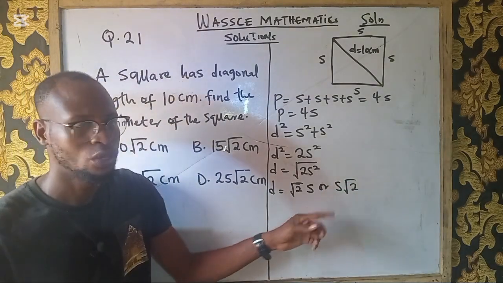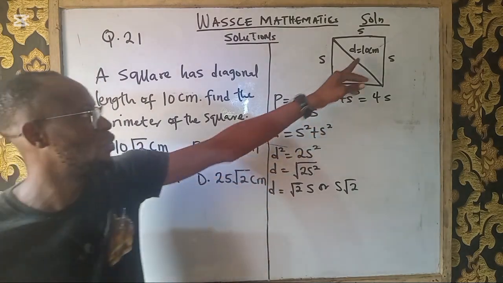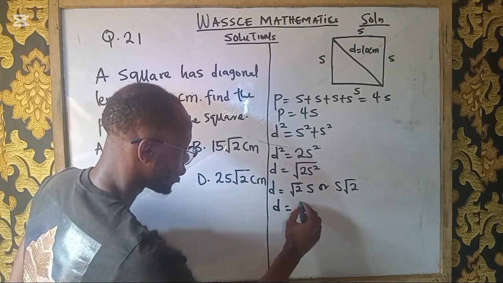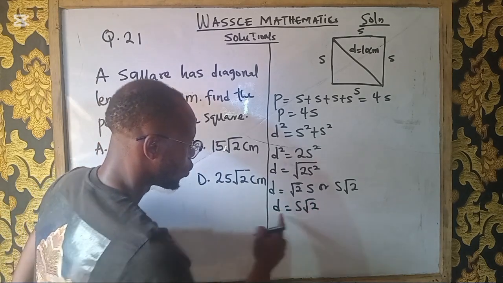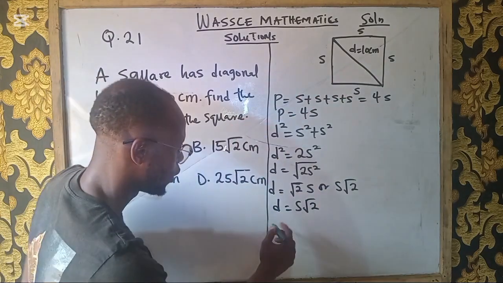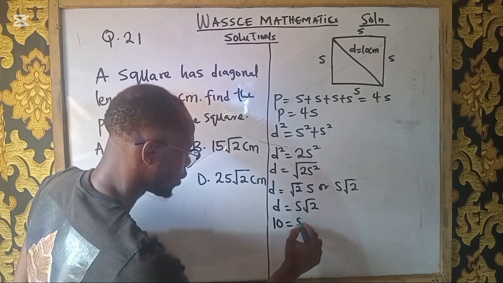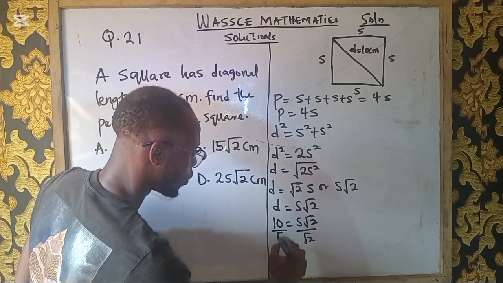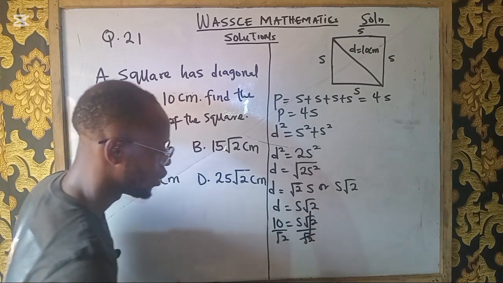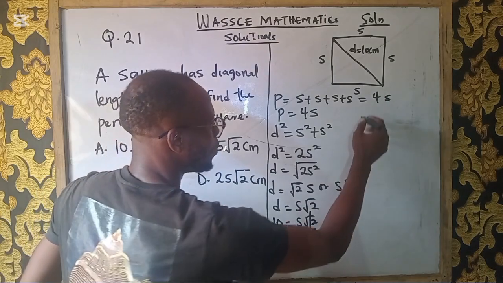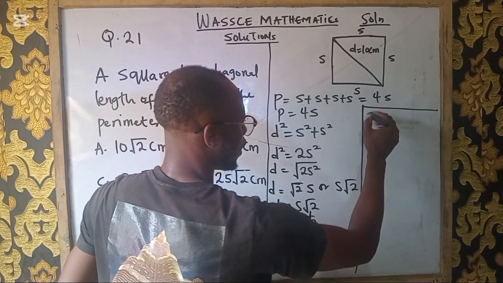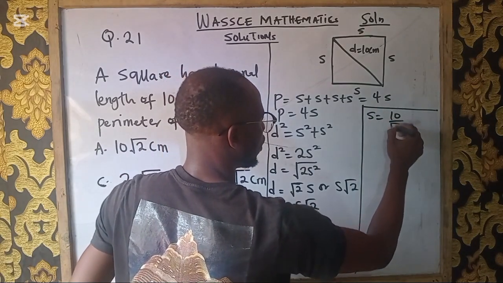So with that now we can put in the value for the diagonal here to get the value of the side. The diagonal value is 10 centimeters. If I put it here, that will give me 10 equals S root 2. Then we divide both sides by root 2, so that this will eliminate this out. So we are left with the side. We are going to be left with what? Side equals 10 over root 2.